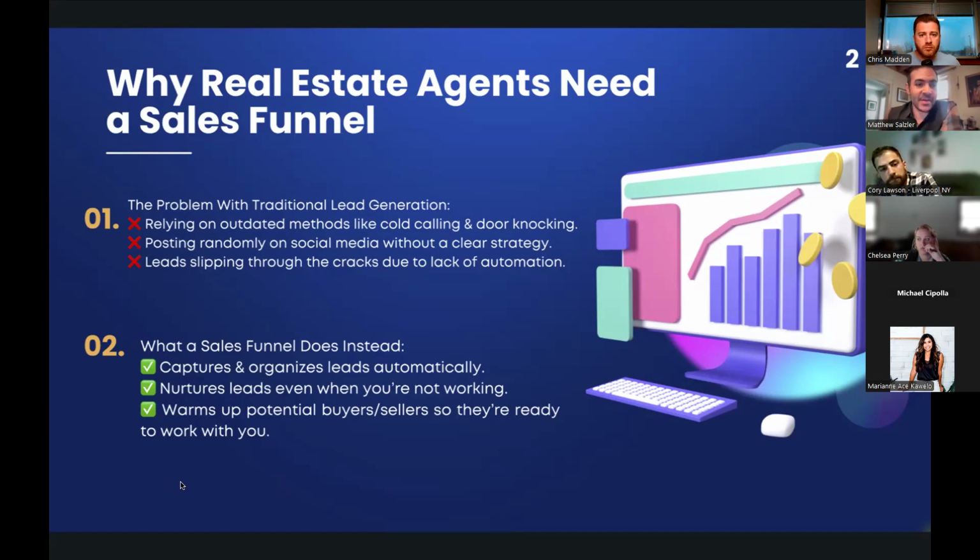aggravating. And how many times are you getting phone calls or not able to answer the phone and you lose a deal because that buyer or seller is literally moving on to the next person since you're just not quick enough to answer your phone.